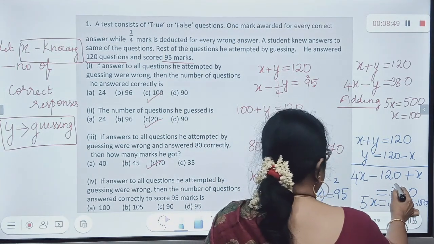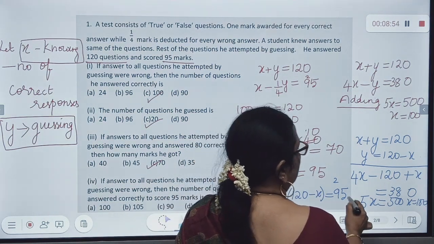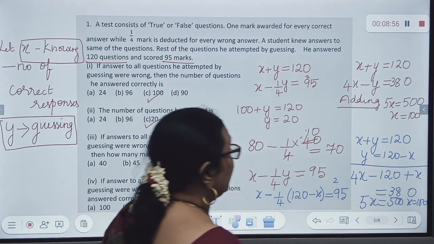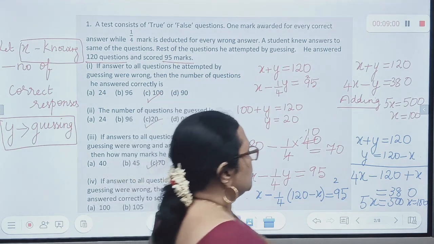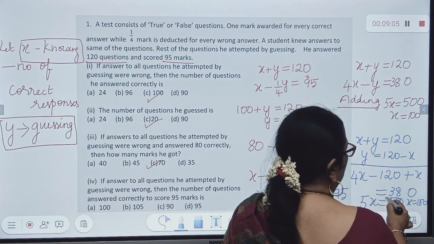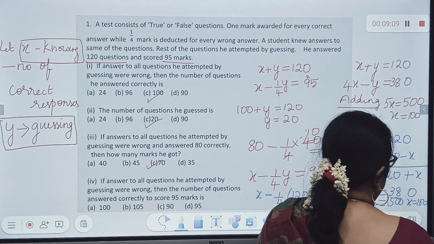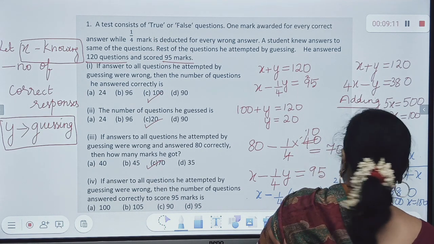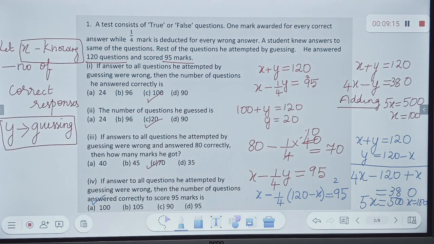See, 4x minus 120 plus x is equal to 95 into 4. I am multiplying this equation throughout by 4. So I will get 380. So 4x plus x, 5x is equal to, what will you get? 380 plus 120, which is 500. So x is 100. Are you all able to follow? Is it clear? Is this case study clear?